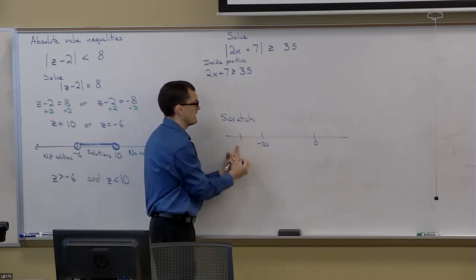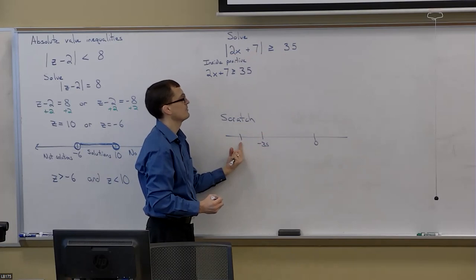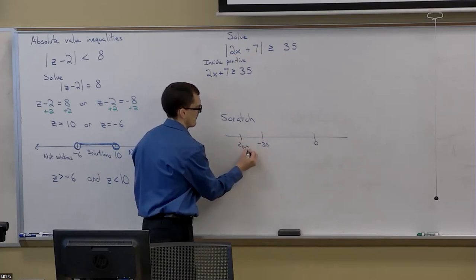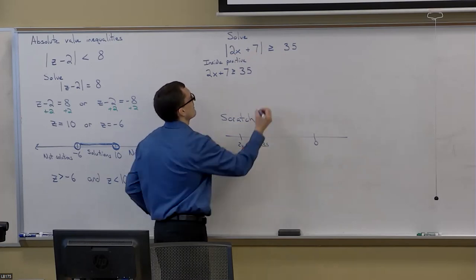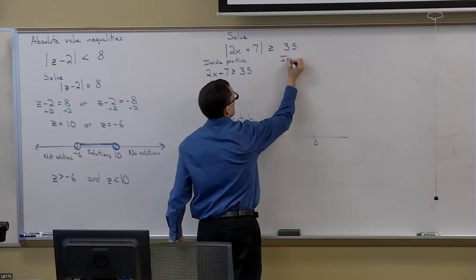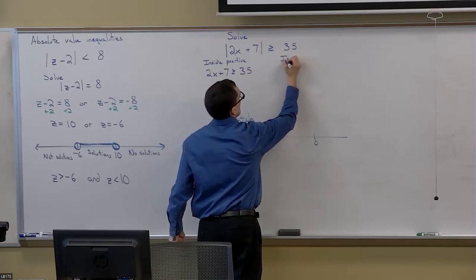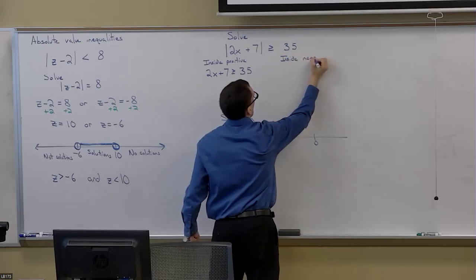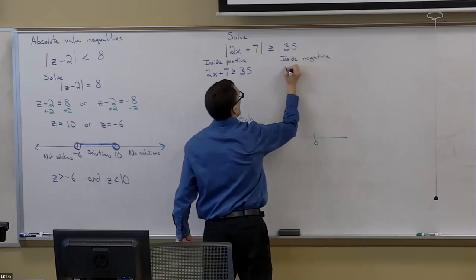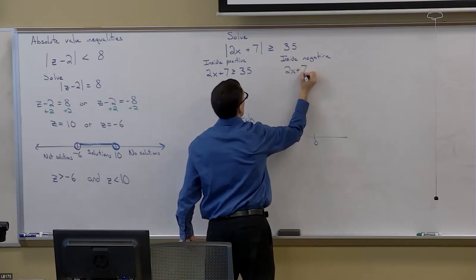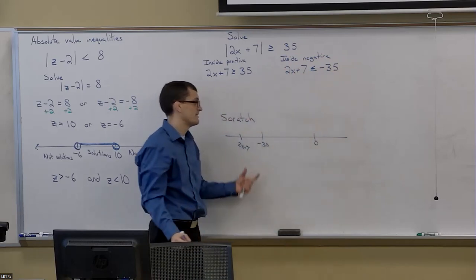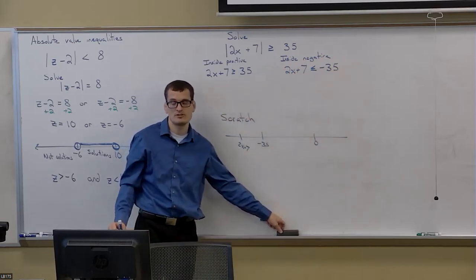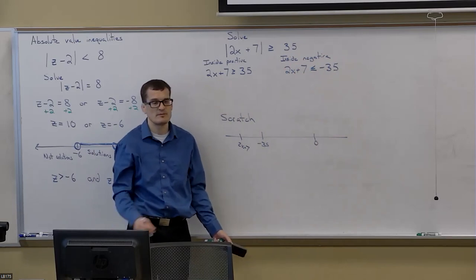So what does that mean? That means whatever this value is has to be to the left of negative 35. So if the inside is negative, then this number, 2x plus 7, needs to be smaller than negative 35 for that absolute value inequality to be true. Does that make sense?